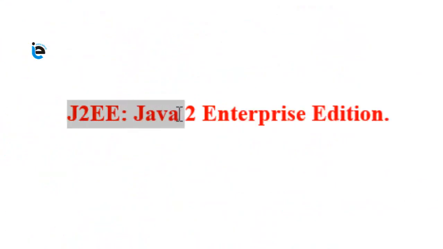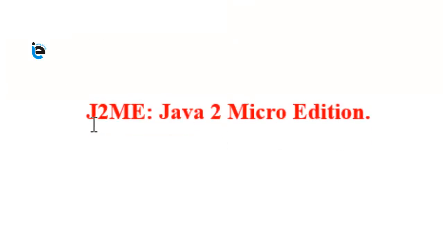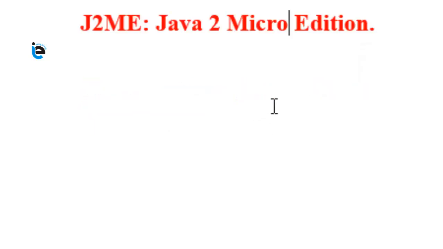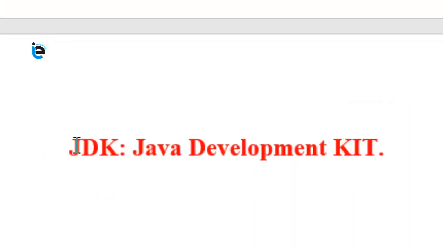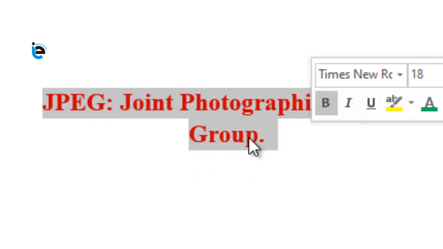J2EE stands for Java 2 Enterprise Edition. J2ME stands for Java 2 Micro Edition. J2SE stands for Java 2 Standard Edition. JDK stands for Java Development Kit. JPEG stands for Joint Photographic Experts Group.